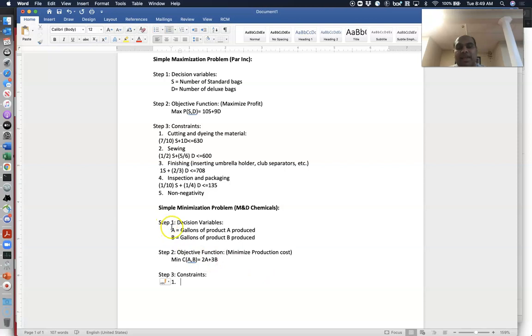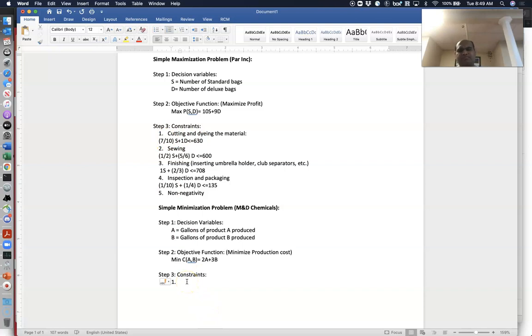And in this case, A and B are the gallons of product produced. So in the previous case, when you were writing the constraint, we had coefficients. The reason we needed coefficients was that S is the number of standard bags that you made, but the constraint was about time, the number of hours available. So you had to take S, multiply it with 7/10, which converted into the time required to make standard bags. So total time for standard bags, total time for deluxe bags. So the total time is less than 630 hours. That's what this constraint was.